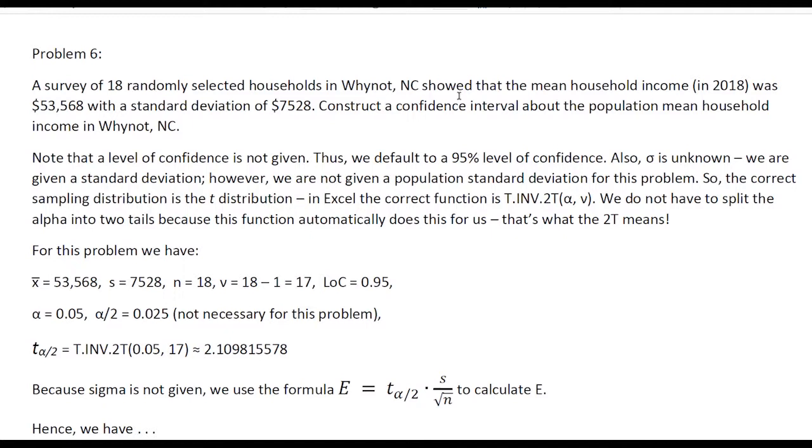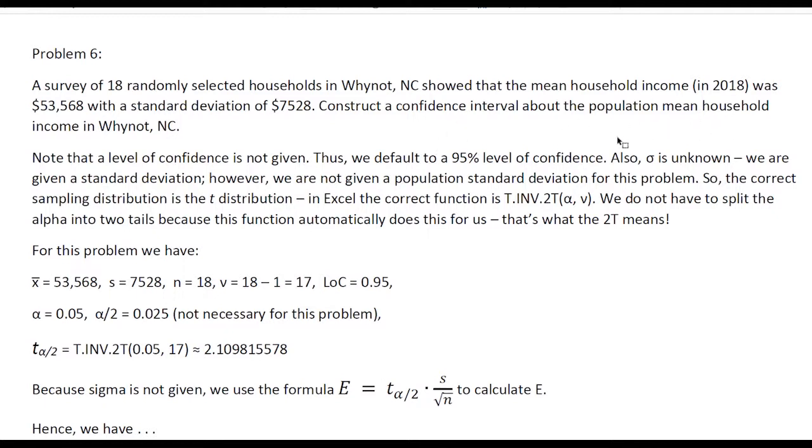Well, first thing to notice here is that there is no level of confidence given. So we default to 95% level of confidence, which means that we have an alpha of 0.05, alpha over 2 is 0.025, but you'll see what happens.